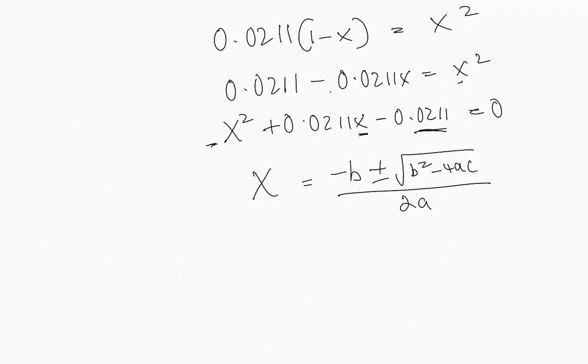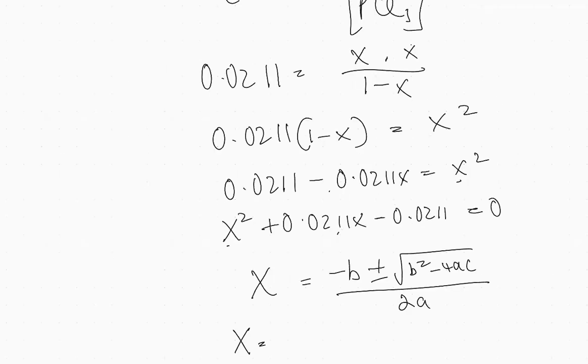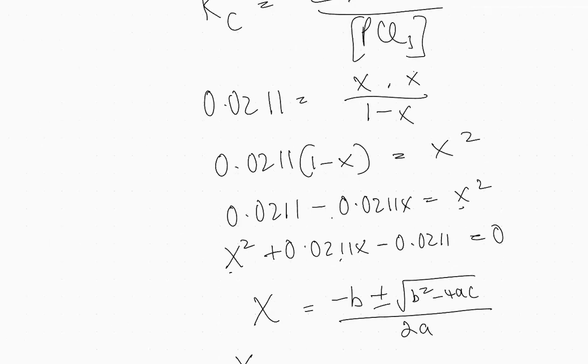So then I'm trying to find x now, right? That's the unknown. Once you find the x, we can find the concentrations here at equilibrium. That's what they're asking us to do. So I'm using the quadratic equation and using those values to get the answer.